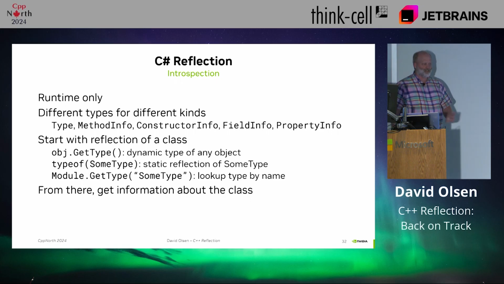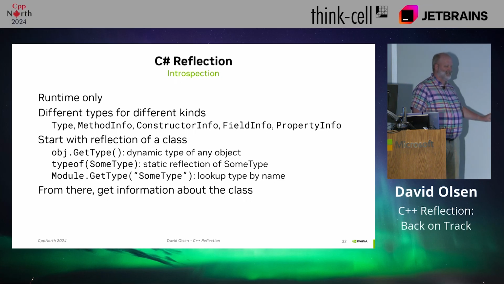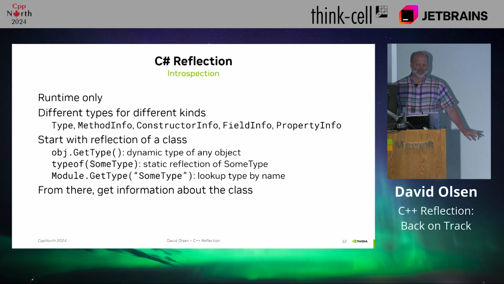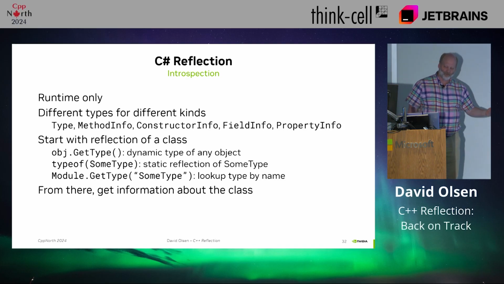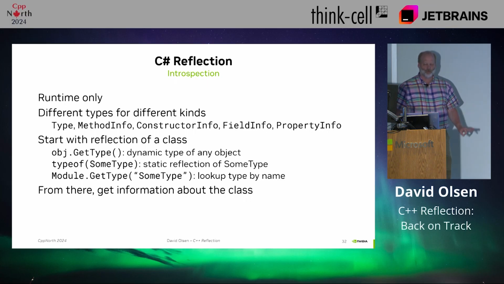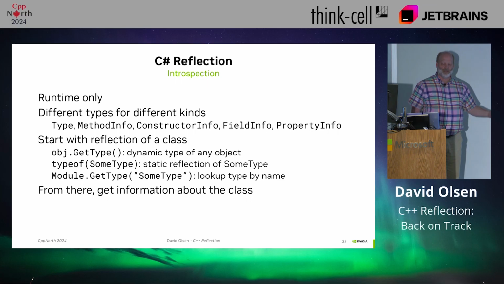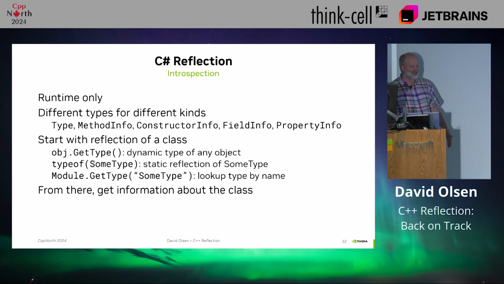C# reflection is runtime only. It predates C# generics, so it is designed to work with C#'s universal base class model. The reflection operator is the getType method that every object has. It returns a reflection value of type that reflects the dynamic runtime type of the object. Once you have the reflection of the class type, you can navigate around with each kind of thing represented by a reflection value of a different type, such as method info, constructor info, or field info.